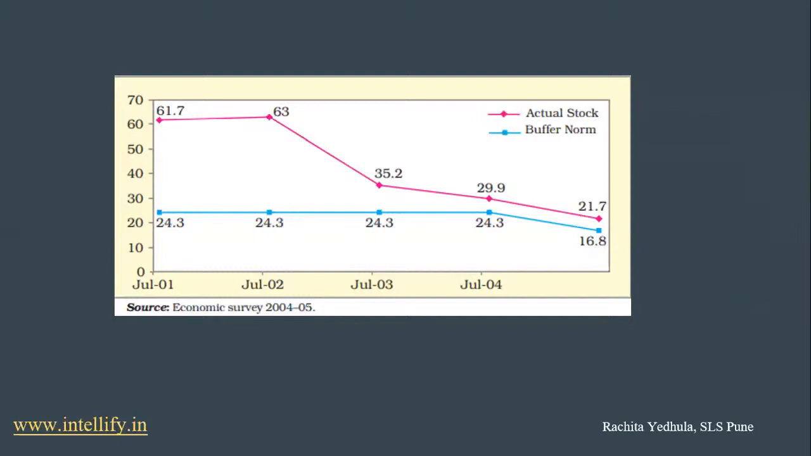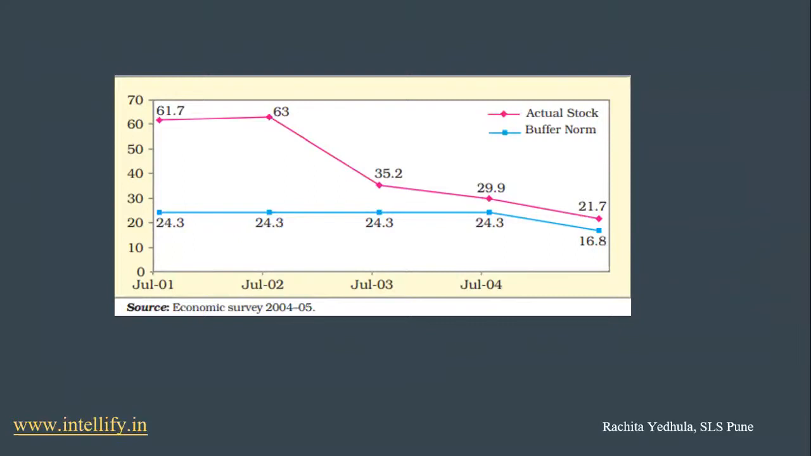Now, although the stocks did reduce in subsequent years, they were still very much above the buffer norms. Now, what is the problem with this? It is obvious that the food here is being wasted. All these grains were being wasted. Being stored in godowns is not making any use out of them, and they're rotting away or being eaten by rats.